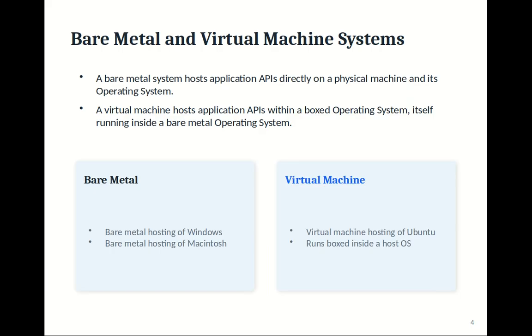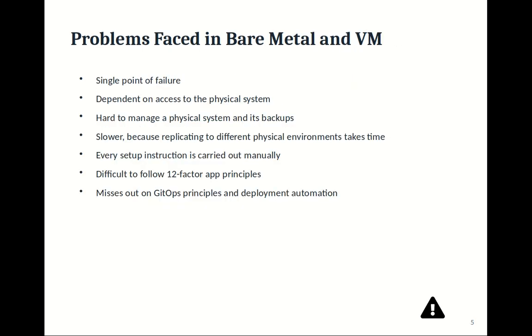Bare metal and virtual machine systems. A bare metal system hosts application APIs directly on a physical machine and its operating system. A virtual machine hosts application APIs within a boxed operating system, itself running inside a bare metal operating system. Bare metal. Bare metal hosting of Windows. Bare metal hosting of Macintosh. Virtual machine. Virtual machine hosting of Ubuntu runs boxed inside a host OS.